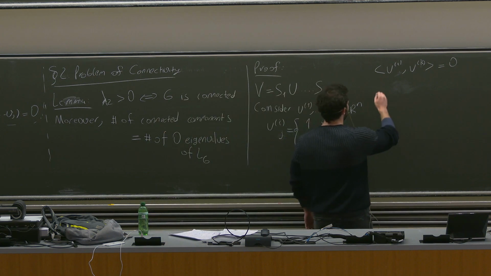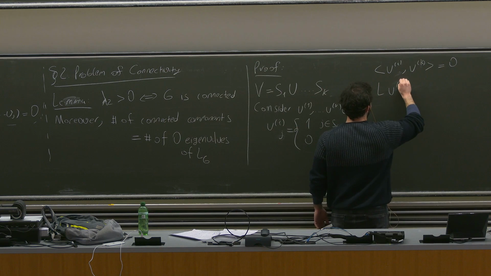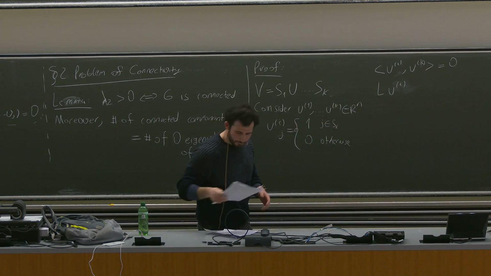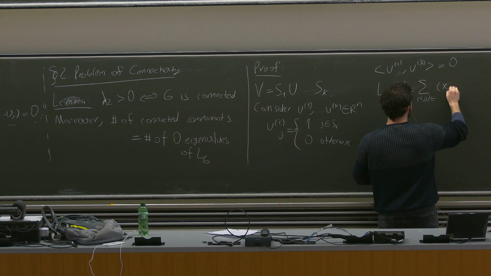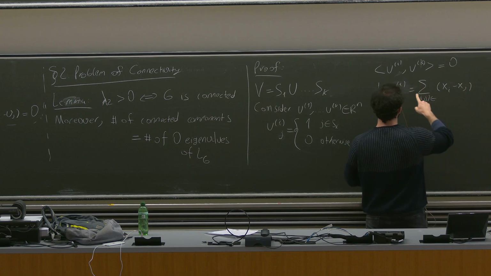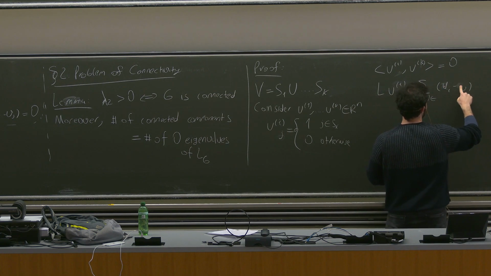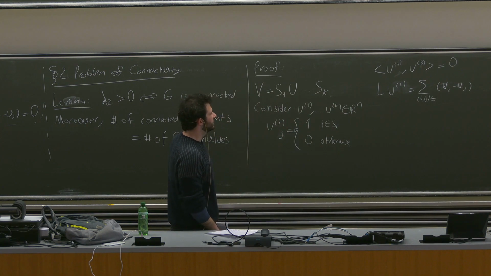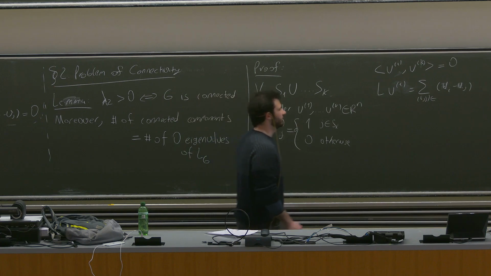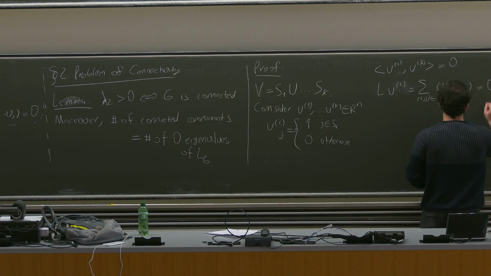And furthermore, we have that L u_i, as we proved before, is equal to the sum over ij in E of (x_i minus x_j) times (u_i minus u_j). And this is also 0, because if there is an edge between two vertices, it would mean that they're in the same connected component, so u_i minus u_j would give 0. So this is 0 as well.